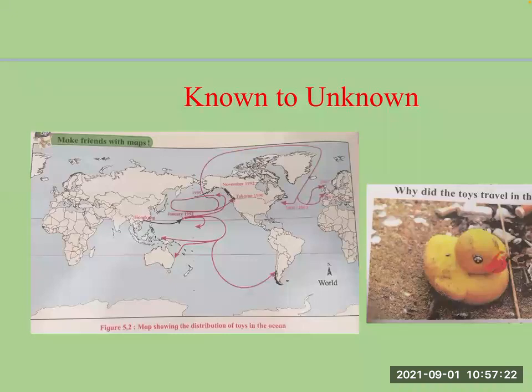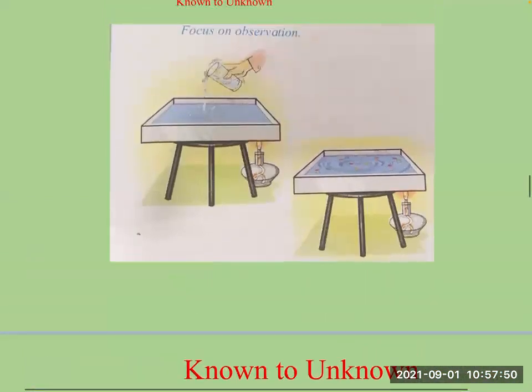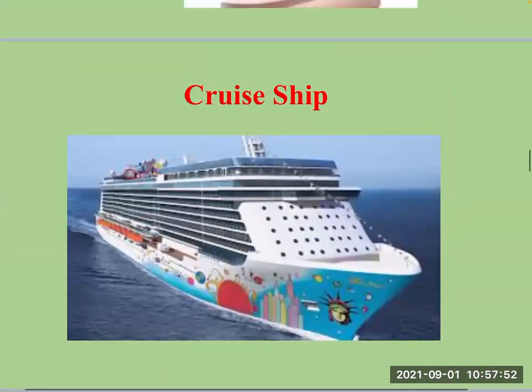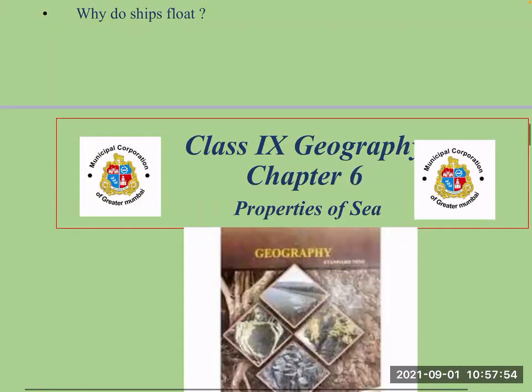Now, the strange thing happened after around 10 months. On 16th November 1992, some of the toys reached the coast of Alaska. See here in the map, it shows wherever the toys traveled through the ocean water. With the help of ocean currents, they traveled the entire ocean. This is also such an interesting thing. Now you come to know about our topic. Today's topic is totally the properties of the sea.